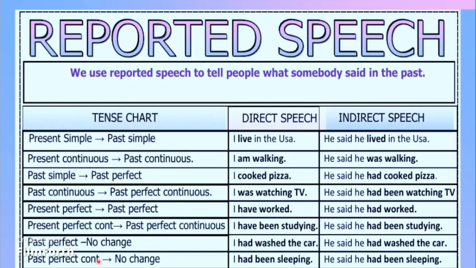Past perfect continuous also has no change. So as a clue to remember it very well, children, you should remember the two tenses in which there will be no change. That is past perfect and past perfect continuous; there will be no change. "I had been sleeping," right? So the indirect speech is "he said that he had been sleeping." Here, if you see, "had been sleeping" remains the same. It does not change. I hope you understood, children.